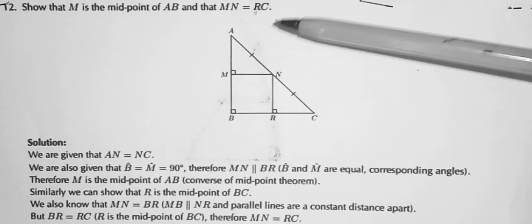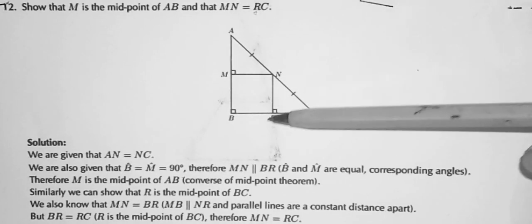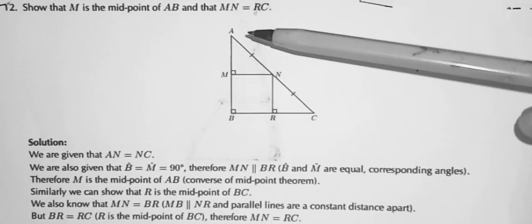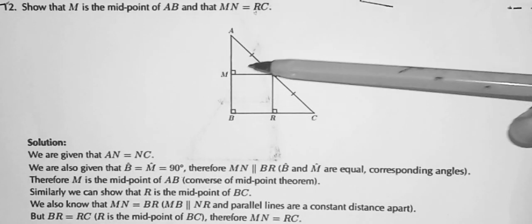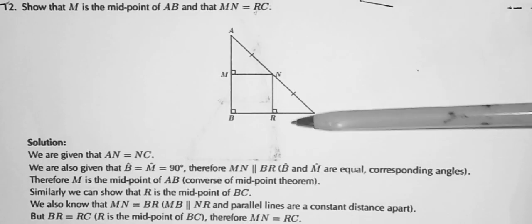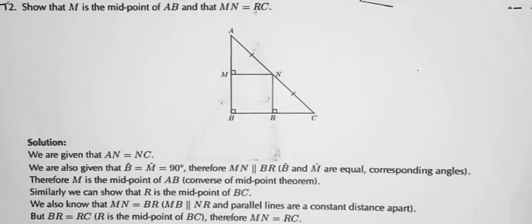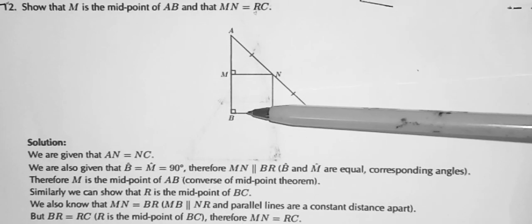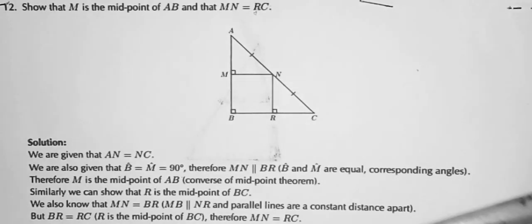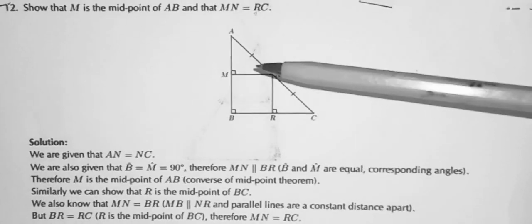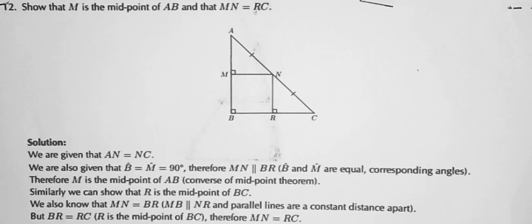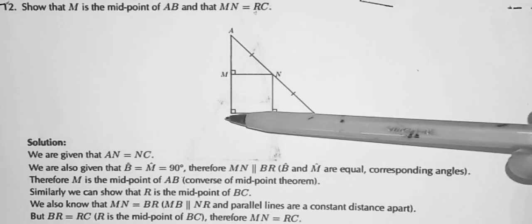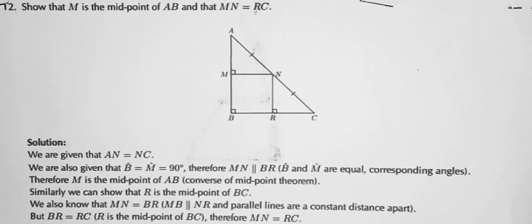and also we're given the 90 degrees angle. Angle B is equal to 90 degrees, and M is equal to 90 degrees. Even R is equal to 90 degrees. So we know that angle B is equal to M because of 90 degrees. The reason will be corresponding angles, which means that BR is parallel to MN.